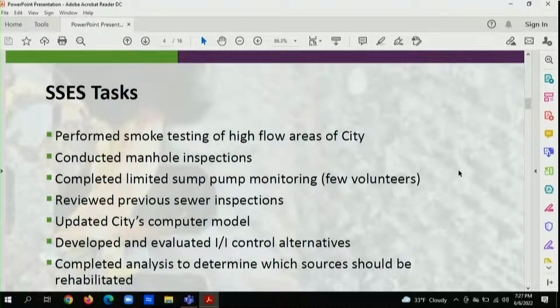We reviewed the previous sewer inspections. We did not perform new sewer inspections, so these were ones that were done as part of the asset management plan almost 5 years ago now. This all allowed us to update the computer model that you have, use that to simulate some responses, and in particular we developed what we call I&I control alternatives. So we looked at whether it was less costly to leave sources in or to take them out. That actually generated most of the 1,200 pages of data, those calculations.